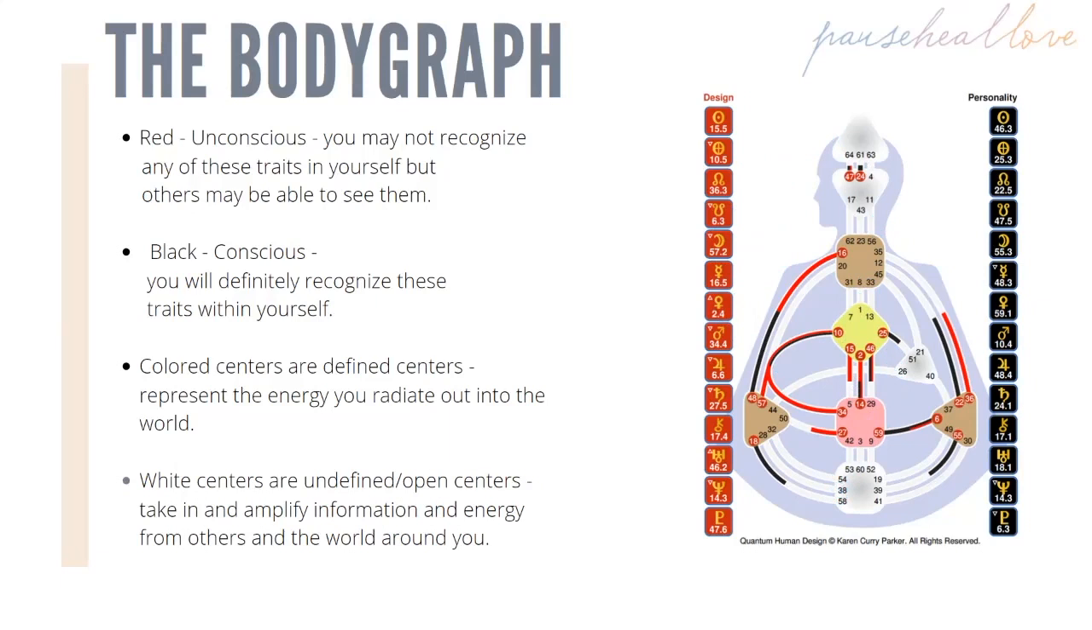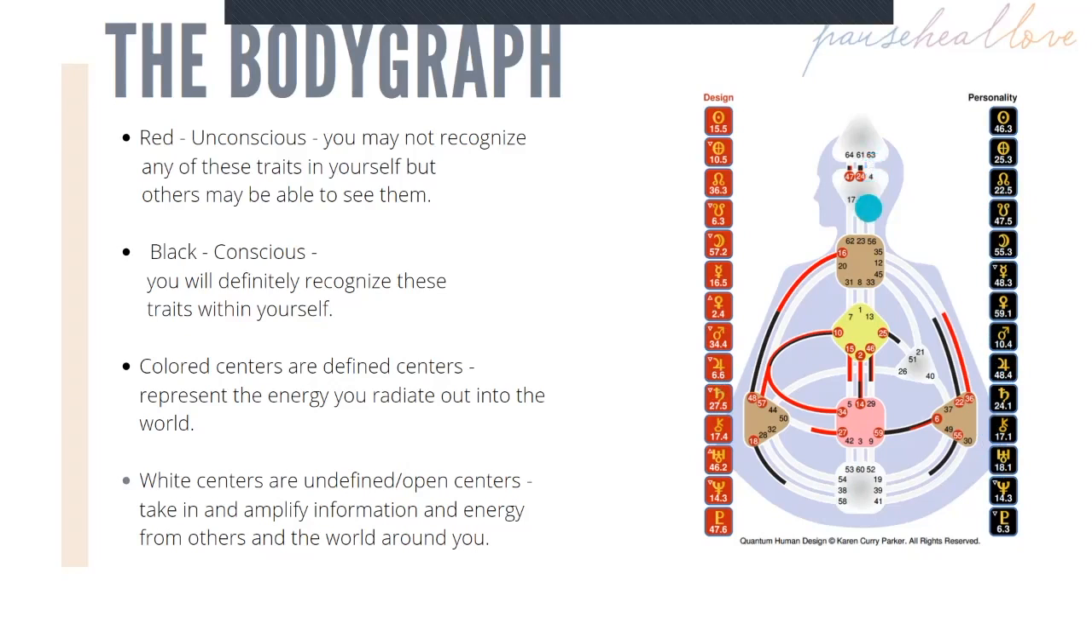The red represents your unconscious, and that is typically 3 months before your birth. Now, being that it's unconscious, you may not recognize any of these traits in yourself. However, others may be able to see these traits within you. Now we look at the black part of your chart, and that represents your conscious self. And that is at the time of your birth. You will definitely recognize these traits within yourself more so than anyone else.